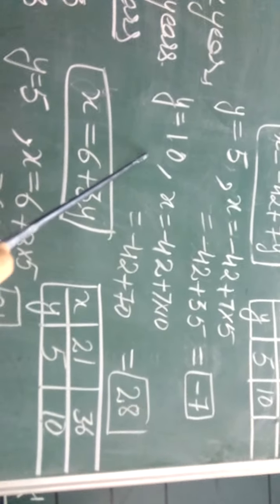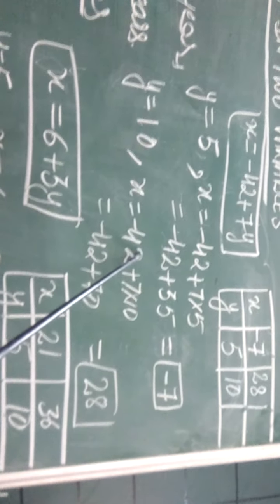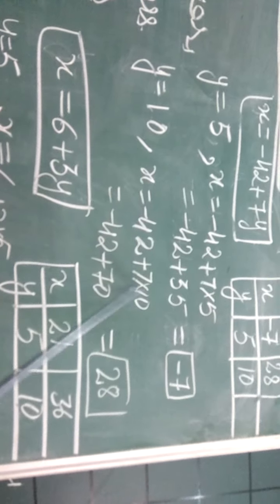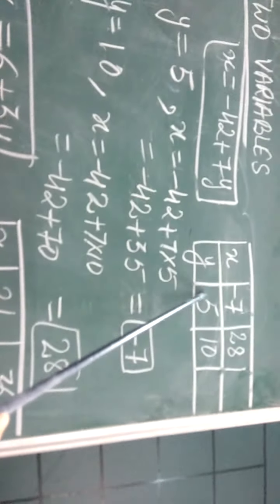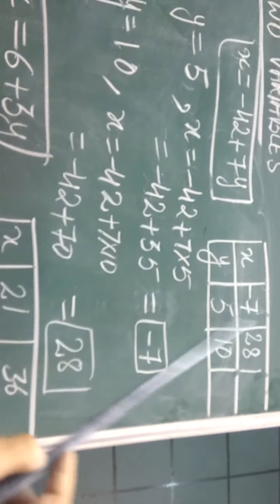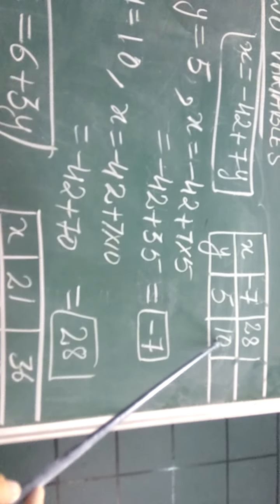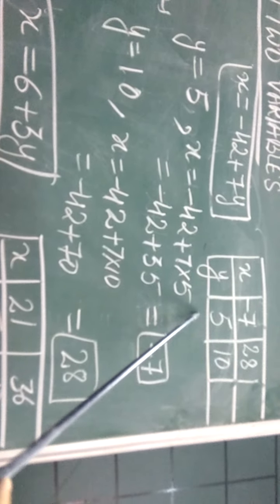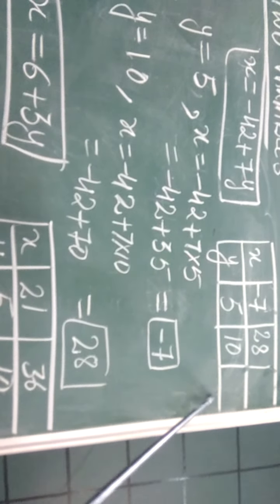Now let us assume the second value, y is equal to 10. So put it in this equation, minus 42 plus 10 into 7. So we'll get this value. So when y is 5, x is minus 7, make this table. When y is 10, x is 28. Dear students, make like this, find out minimum 3 values to make the graph.